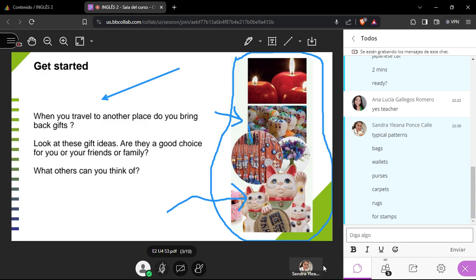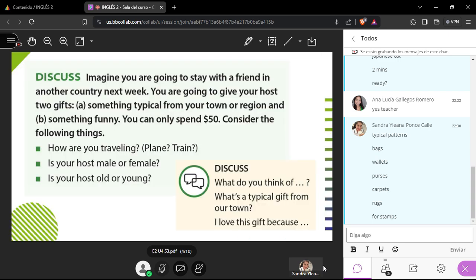One option can be food, a bottle of wine or a bottle of liquor, no? Popular liquor of the place or the town of origin, and jewelry. There are many options, right? Things related to the culture. Now, this side, right? This side.